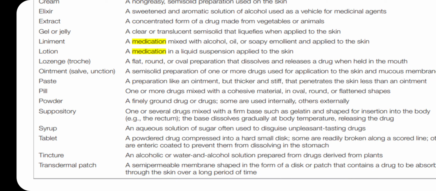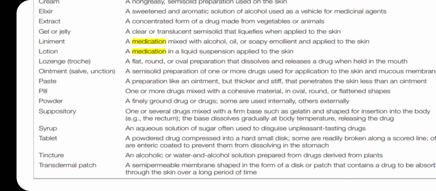We have ointment such as salve or unction. It is a semi-solid preparation of one or more drugs used for application to the skin and mucous membrane. We have paste, okay, a preparation like an ointment but thicker and stiff that penetrates the skin less than the ointment. We have pill, one or more drugs mixed with a cohesive material in oval or round or flattened shape. We have a powder, a finely ground drug or drugs. Some are used internally or externally.